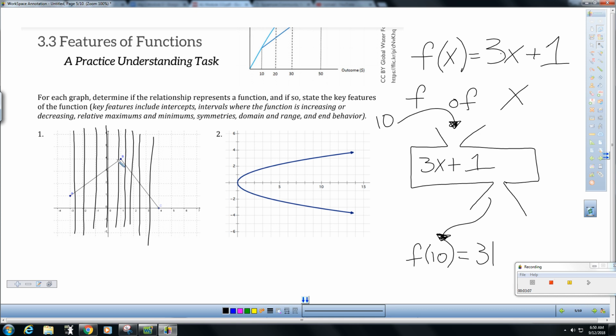So what the heck, you still probably don't understand what that means, but let me just tell you, this is not a function. This graph is not a function. It fails the vertical line test. Well, what does that mean?